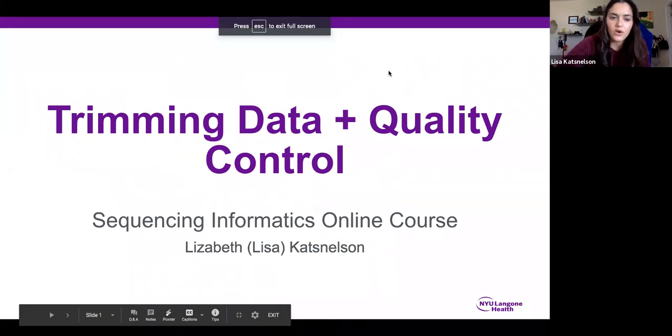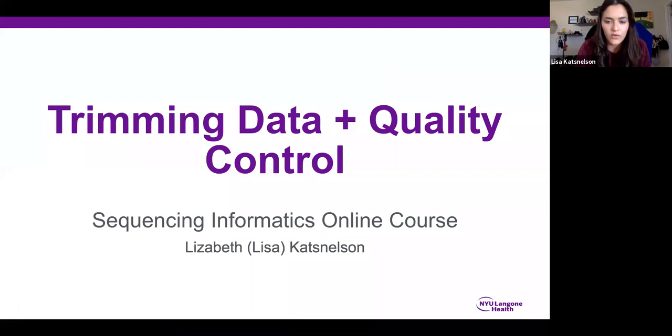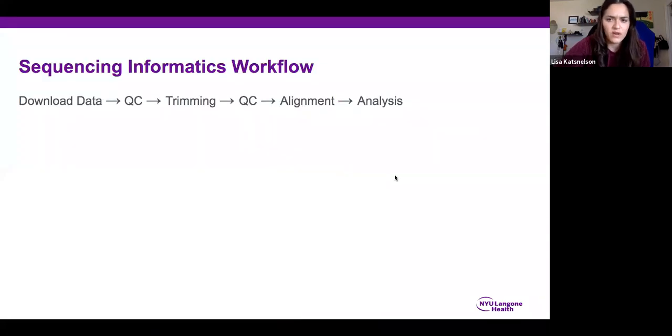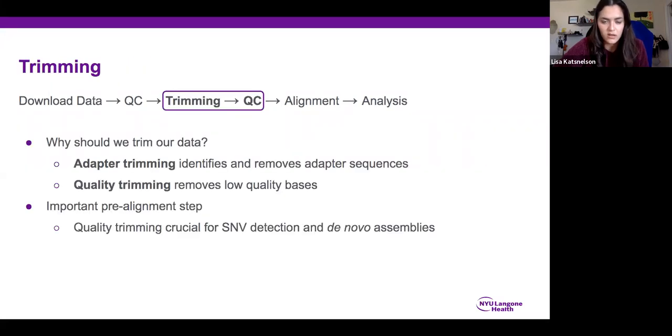Just like last time, the slides are up on the course website, so if you want to follow along, they're there for you. I put some code in the slides again if you wanted to copy it over to your personal files. So today I'm going to be talking about trimming data and quality control. In the last class on Tuesday, we talked about how to download data that's publicly available from the sequence read archive, the SRA website, and then how to quality control. And then today we're going to be talking about trimming and further quality control.